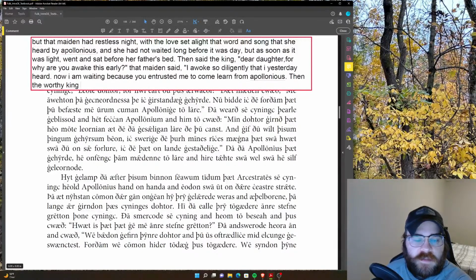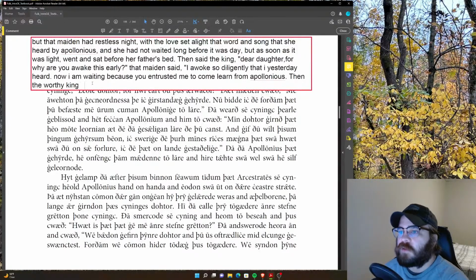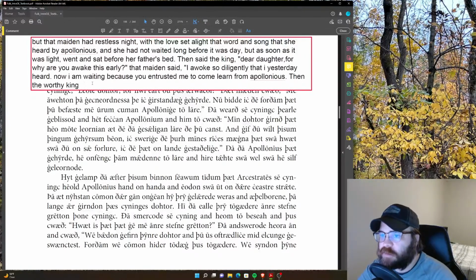That was in last week's, and I didn't pick the right word for that. Someone else picked a better one, but I cannot remember for the life of me what it was. B-L-I-S-S-O-D. It's where we get the word bless from. I remember that. Bliss. Rejoiced. Okay, then the worthy king rejoiced.